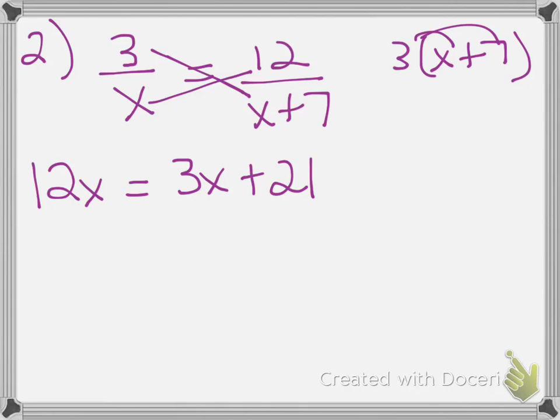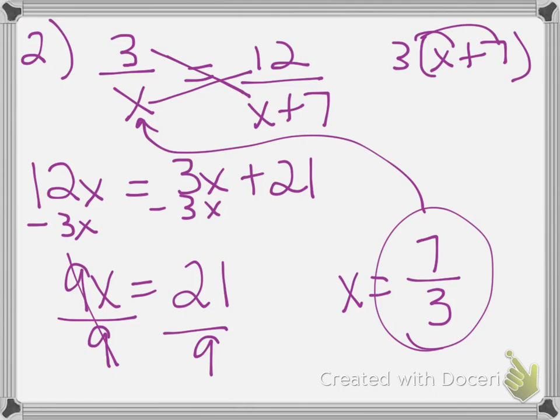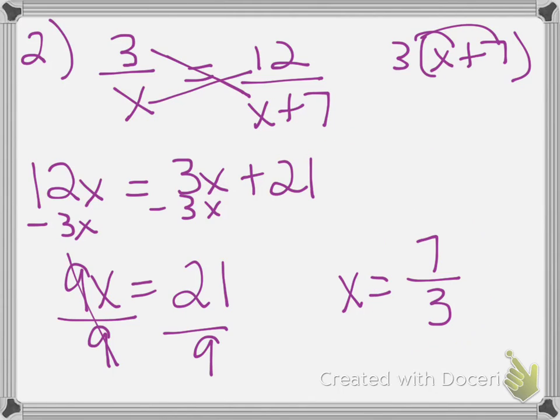Just like the other one, I want to get my variables to one side and my constants to the other. So I'm going to subtract the 3x. And so I get 9x equals 21. I'm going to divide by 9. And then I get x equals 7/3 because I do need to reduce that 21 over 9. I do just want to check and make sure that 7/3, if I substitute it in, won't get me 0. And it won't in this case, so we're good to go.